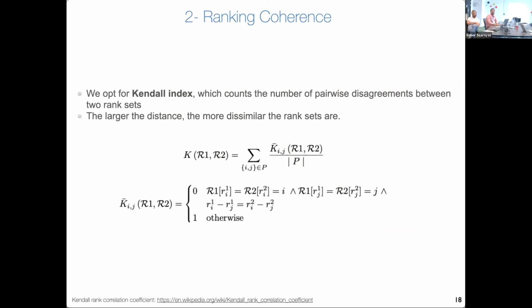The second metric is the ranking coherence. As I have mentioned, coherence here means how coherent the ranking criteria recommendations are when you scale up to larger data sets. For that, we opted for the Kendall index. The Kendall index counts the number of pairwise disagreements between two rankings. So the larger the distance, the more dissimilar the rankings, and of course, the worse this ranking criterion.